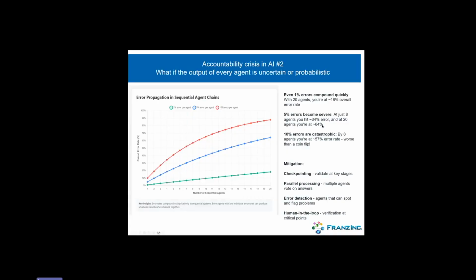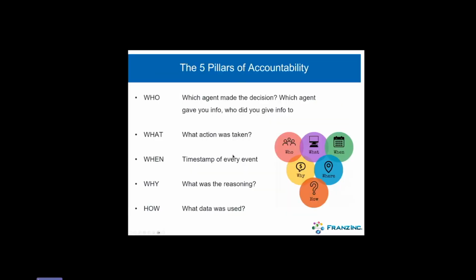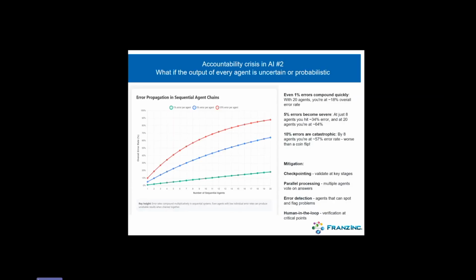Well, if you then just have 8 agents, you get 34% error, and at 20, you're already at 64%, and 10% errors, and it's just catastrophic, right? So that's a huge problem that you have to deal with. And so that's why we say you need to record everything.